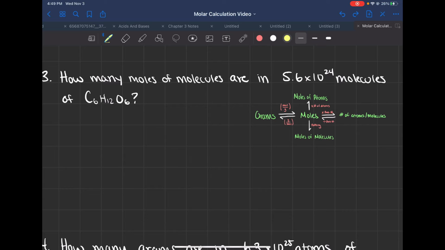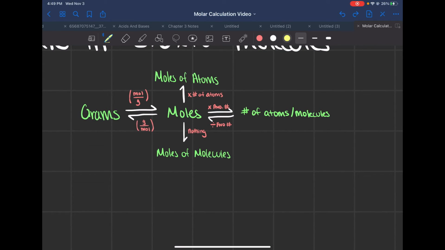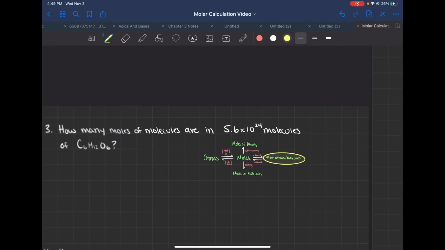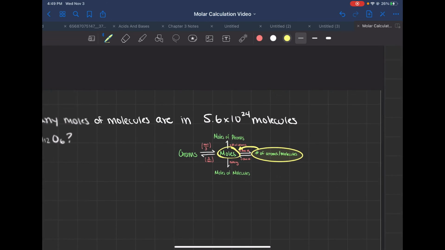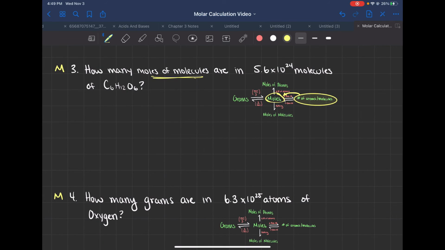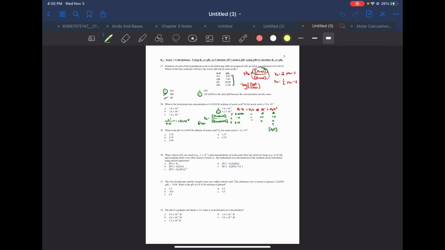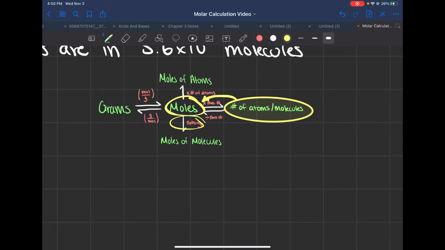So how many moles of molecules are in 5.6 times 10 to the 24th molecules of glucose? So we're starting off with the number of atoms or molecules, and we are going all the way to how many moles? So we're going from this to moles. So how many moles of molecules? So if it's moles of molecules, we do nothing. We just have to do the original calculation. So let's set it up.